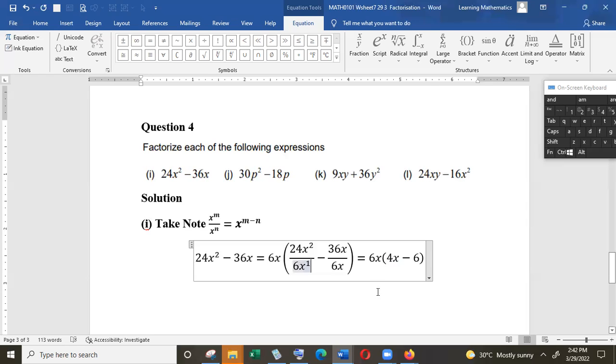All right. And the answer is 6x outside of 4x minus 6.